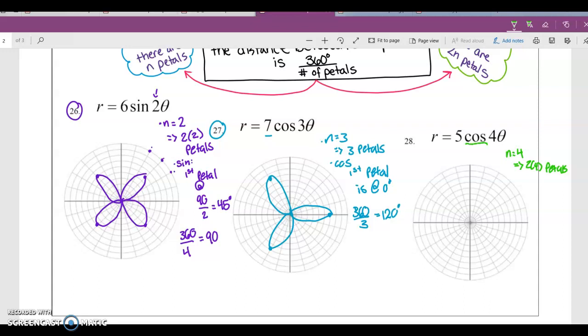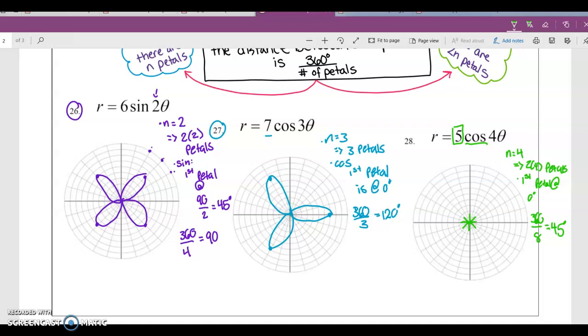Next, this is cosine. So we start at the x-axis, so first petal at 0 degrees. The length of our petals is 5. And then to find how far apart they are from each other, we take 360 and we divide that by 8 because that's the number of petals. And those are going to be 45 degrees apart. So they will be on our 45-degree reference angles as well as our major axes, because those are all 45 degrees apart from each other.